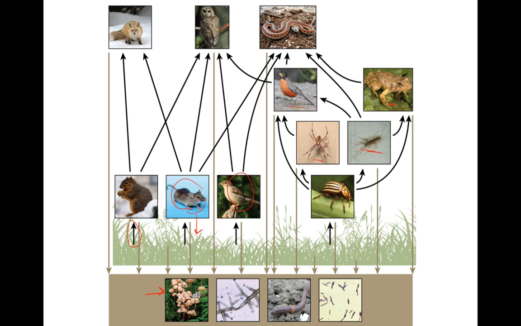And then we have the snake that eats the bird, that eats the frogs, that eats the spiders. The owl can eat other birds. The owl can eat the mouse. The fox can eat these things as well.